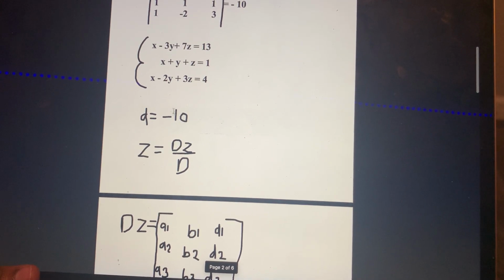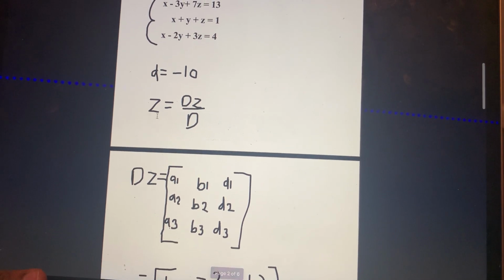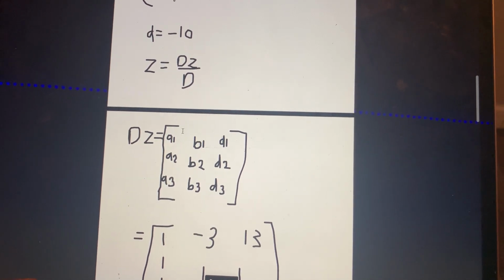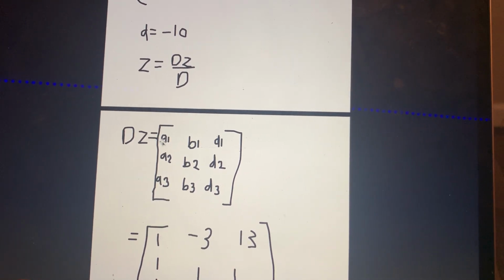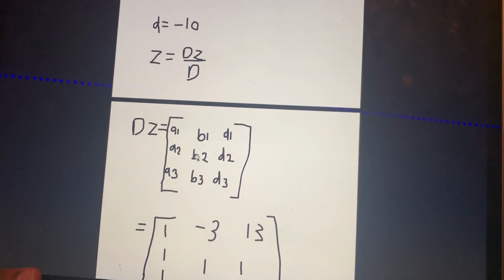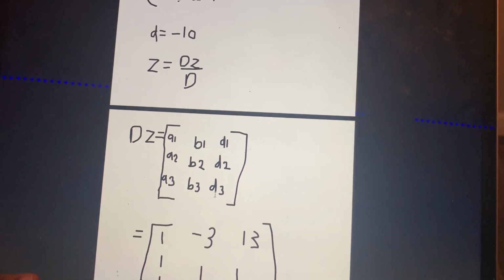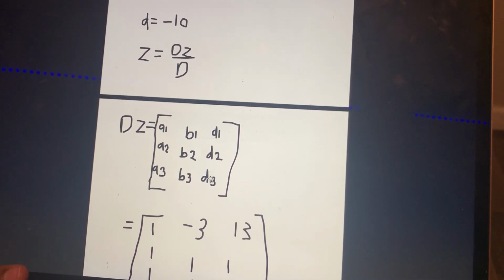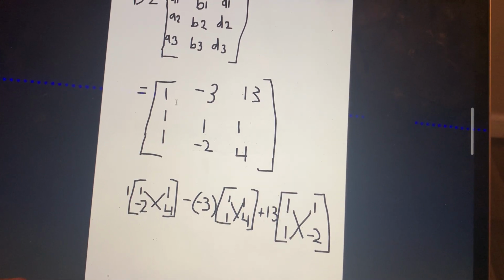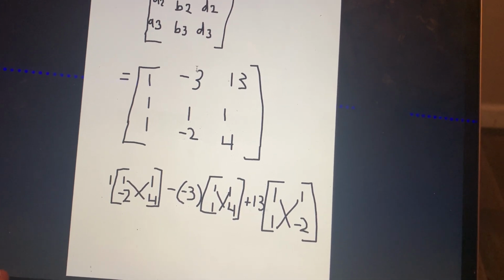Now, like I said earlier, we've already been given the determinant, so we don't need to solve for that. To get the value of z, it would be dz over d. And to get dz, what I would take is the values of a1, a2, a3, b1, b2, b3, and instead of c1, c2, and c3, we're going to be taking d1, d2, and d3. This matrix is the exact values for these numbers in the system of equations.